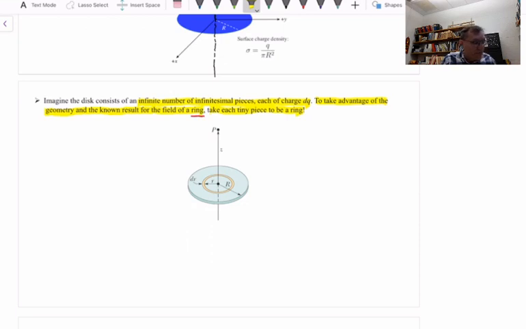Okay? And we can divide up the object we have, in this case a disk, into the tiny pieces however we see convenient. And we're saying it's convenient in this case to divide up the disk into little rings. So just to be clear, let me come over here to the side.